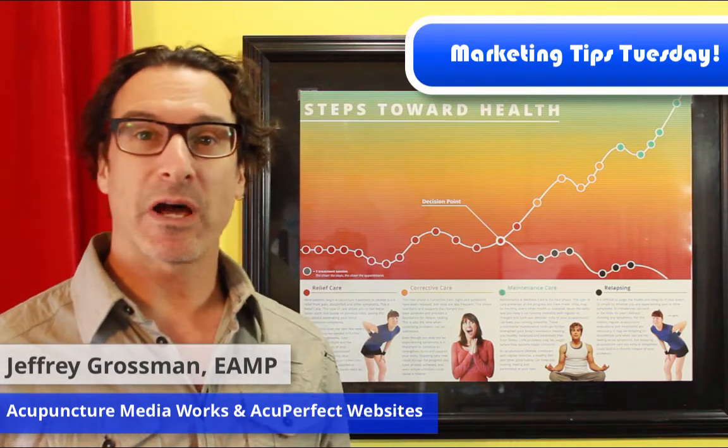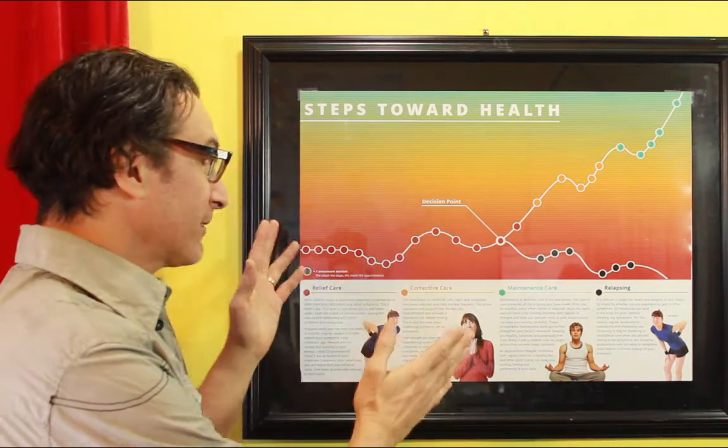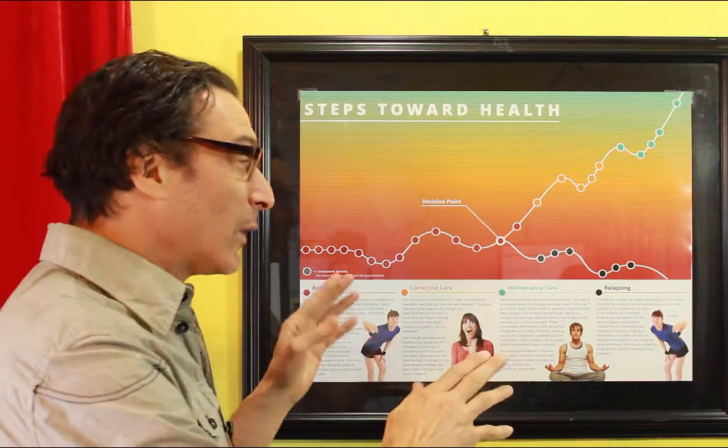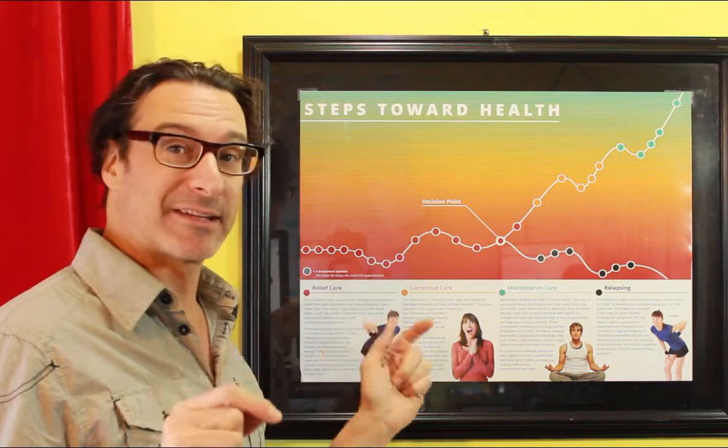And today I want to talk with you about the steps of care and how to educate your patients through the various stages of care that they're going through in your care. We just printed up this new poster called The Steps Toward Health, and this poster is designed to help you move your patients through the educational experience and the awareness about how you could help them from relief care to corrective care to maintenance care and to wellness care. This poster helps you define all of that information and walk your patients through every single step of that.